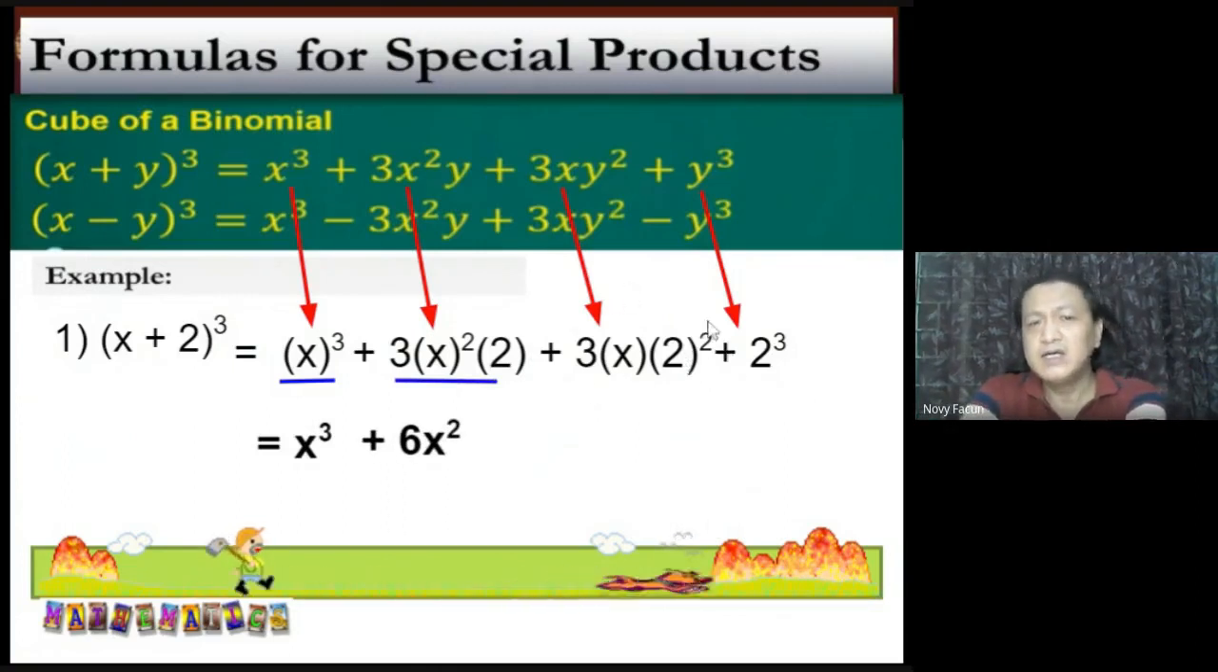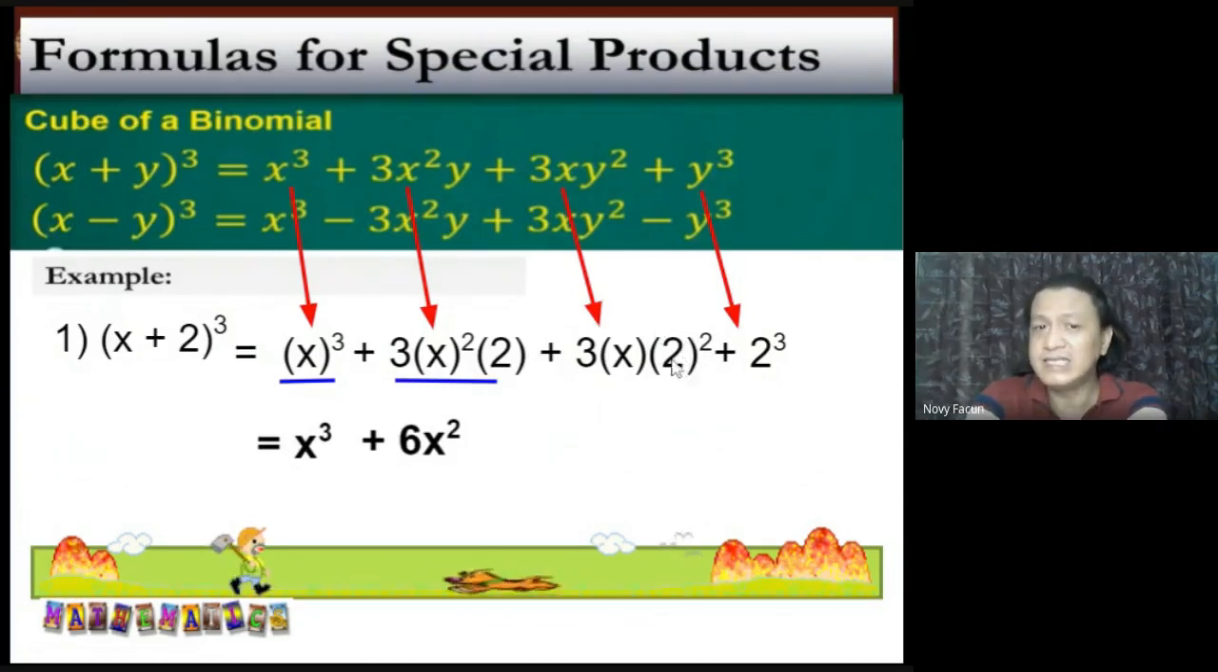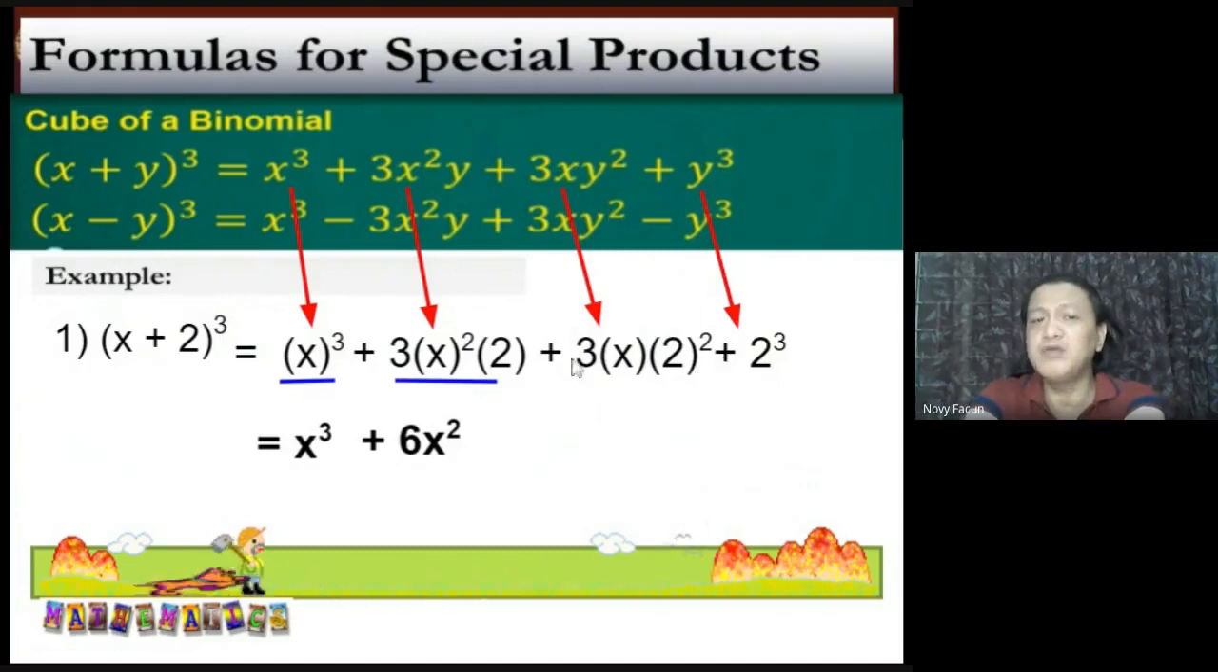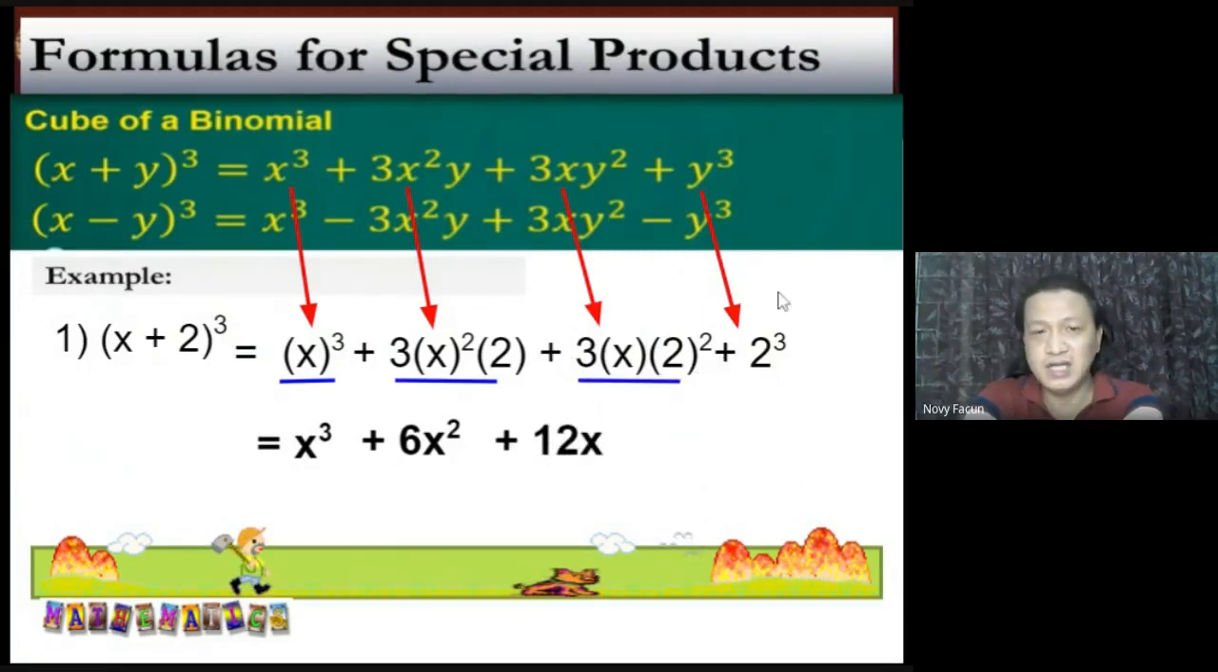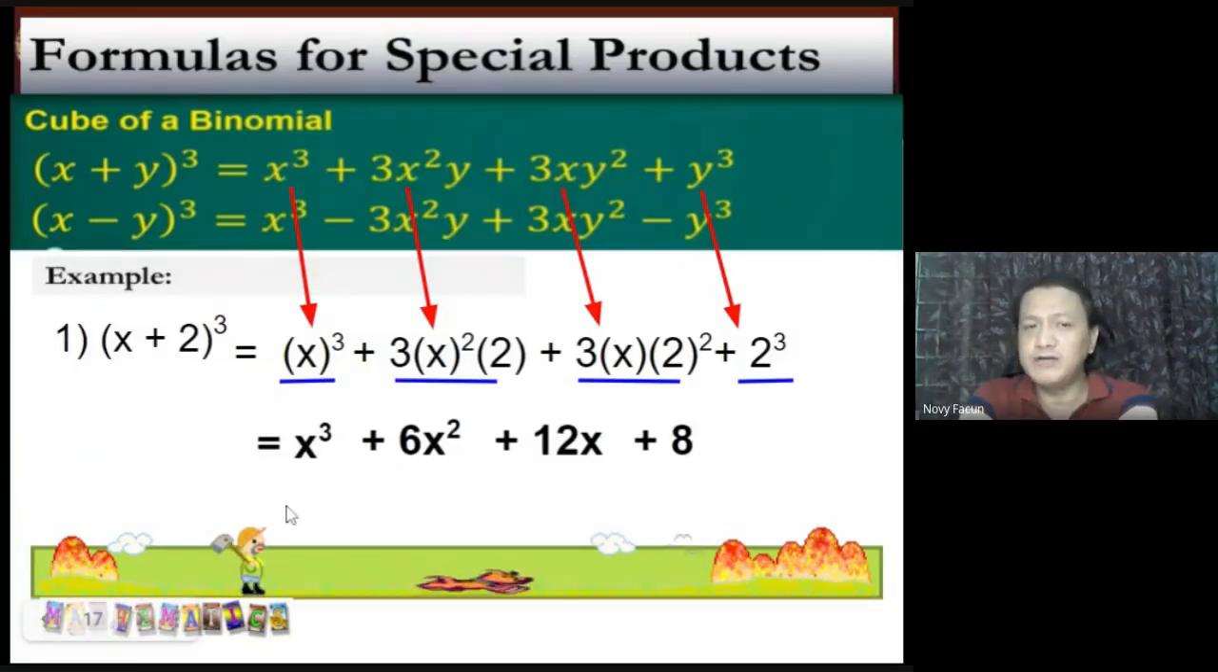Dito naman, first, you're going to square the 2, kasi ito ay numerical value. So, 2 raised to 2, meaning 4, then multiply mo sa 3 tsaka x. Kaya magiging 12x na siya. Then, cube the last term mo, meaning 2 times 2 times 2, that is 8. Kaya final answer is x cubed plus 6x squared plus 12x plus 8. So always remember, 4 terms yung ating magiging final answer kapag ang given ay cube of a binomial.